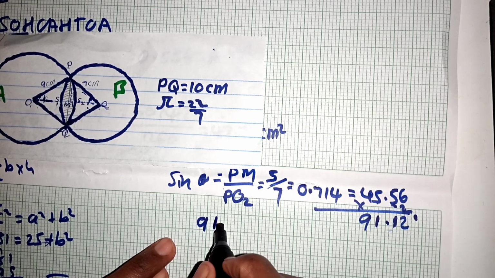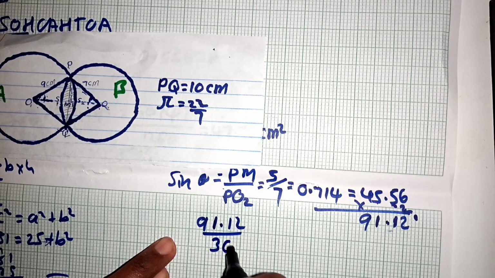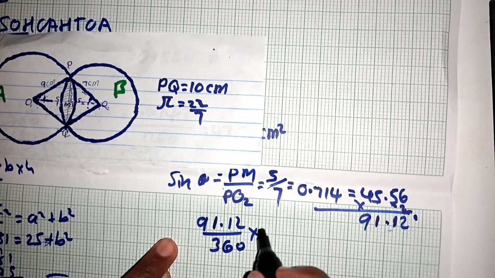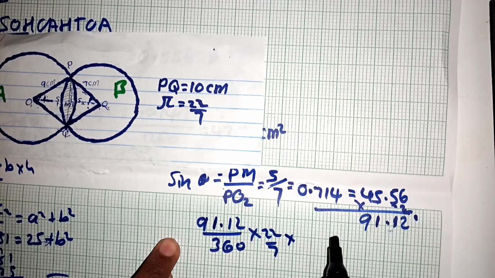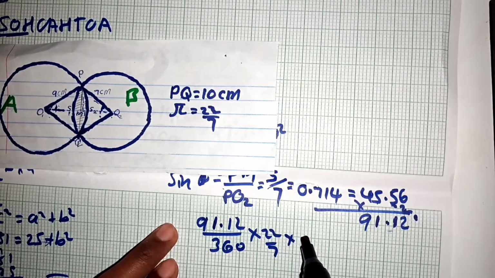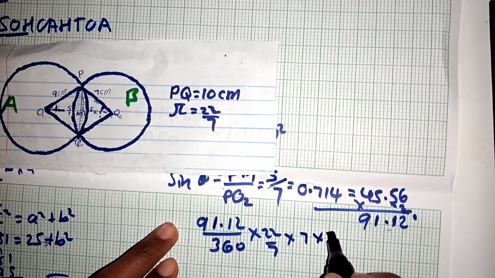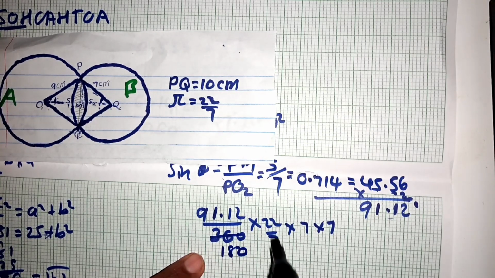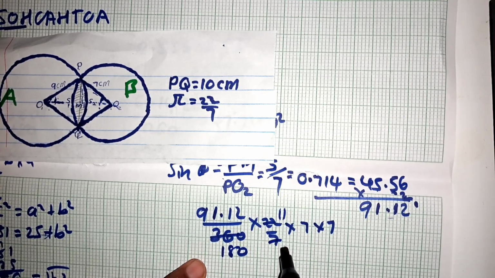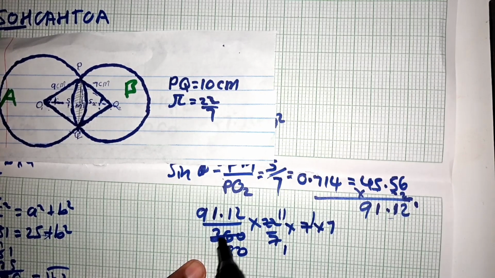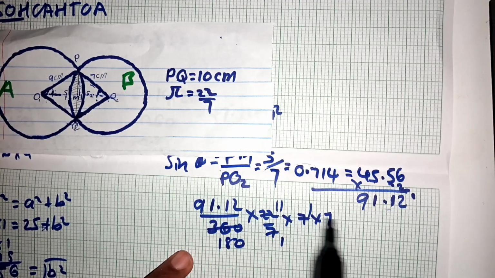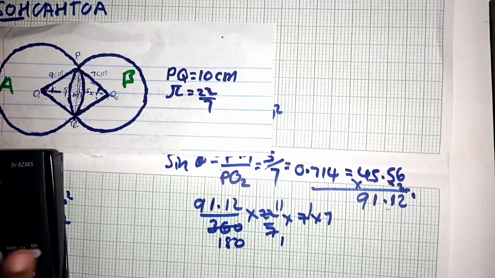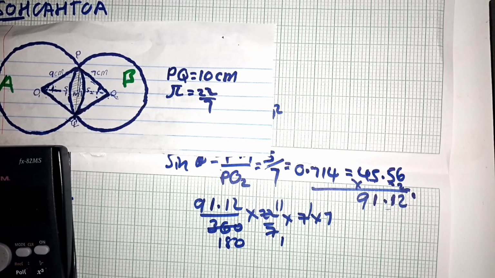91.36 over 360 times pi r squared, 7 times 7. Let us just write 7 times 7 so that we can cancel. So by here 180, by here 1, by here 1, by here 1. This was by 2, by 2, by 7, by 7. So let us multiply the numerators and divide by the product of the denominators.